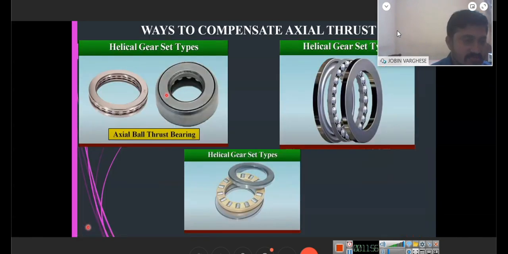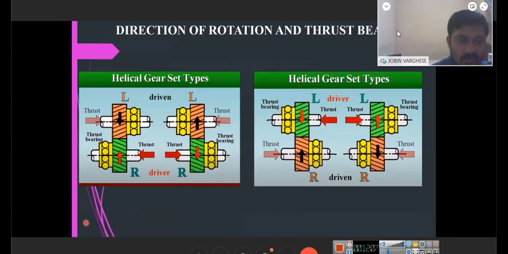Now to resist the thrust in helical gears, you use axial ball thrust bearings. That will be connected here, and in the next figure you can see that whenever the thrust occurs, we load a bearing here. That will prevent the axial motion of the gears from moving out. Other cases show only that a bearing can take the axial motion.